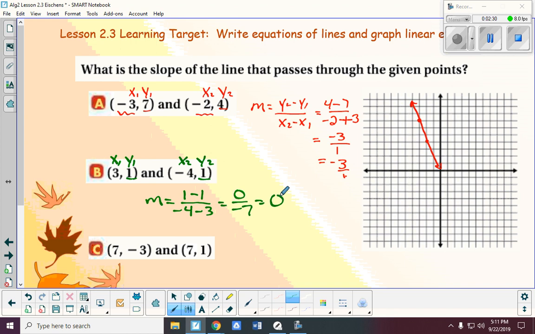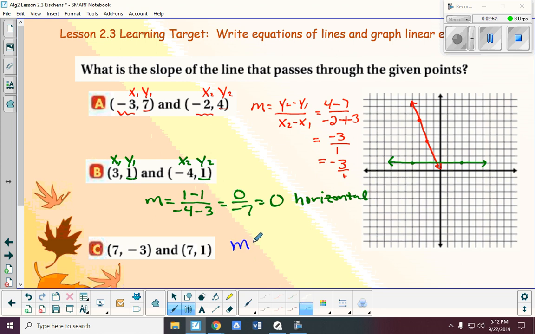Now let's take a look at those. 3, 1 is right here. Negative 4, 1 is here. If you graph that line, you'll notice that is a horizontal line. So when you have a slope of 0, the line is horizontal. And then we'll do one more.